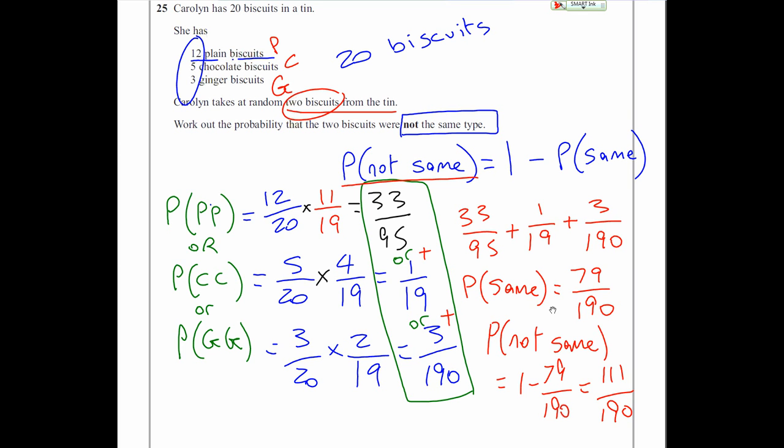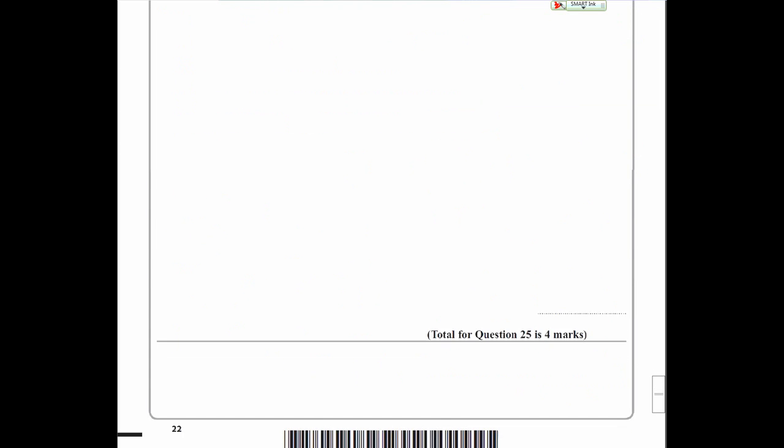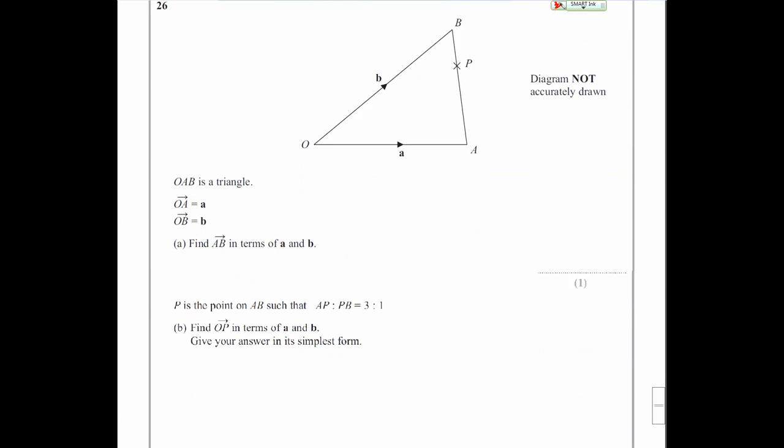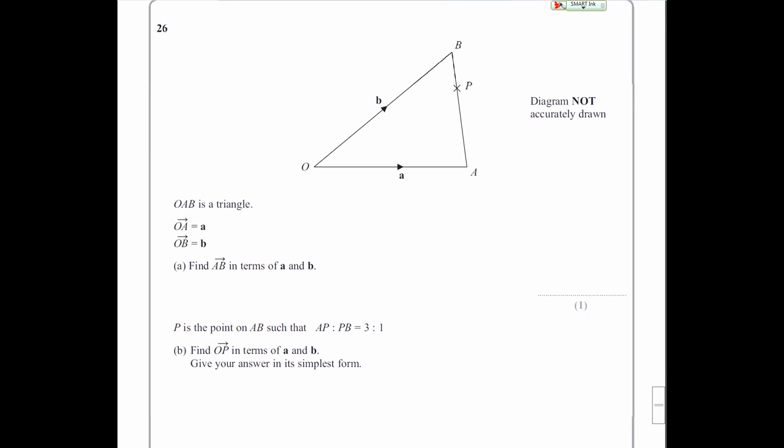Right. So, moving on to the next question, which is 26. Let's clear the ink. That one was 4 marks. This looks like the last question. Yeah, vectors question for question 26. Okay.